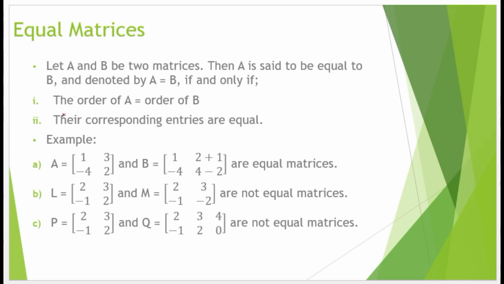So the order of the first matrix A and the order of the second matrix B should both be equal, and secondly, their corresponding entries should be equal. Then we would say the matrices are equal matrices. Okay, now we will discuss examples to learn more about equal matrices. Here the examples are given. In the first example, two matrices A and B are equal, and in the last two examples the matrices are not equal. So now we will discuss why these matrices are equal and not equal.